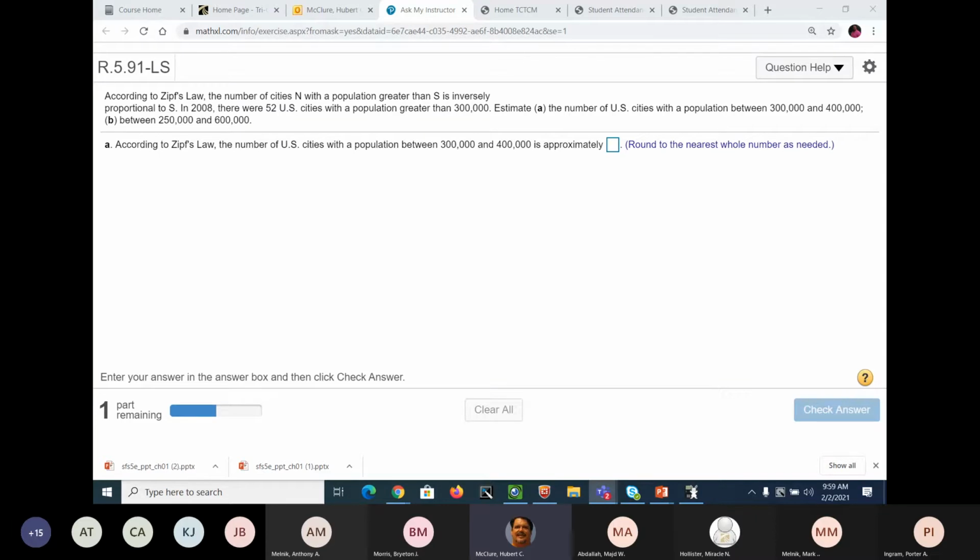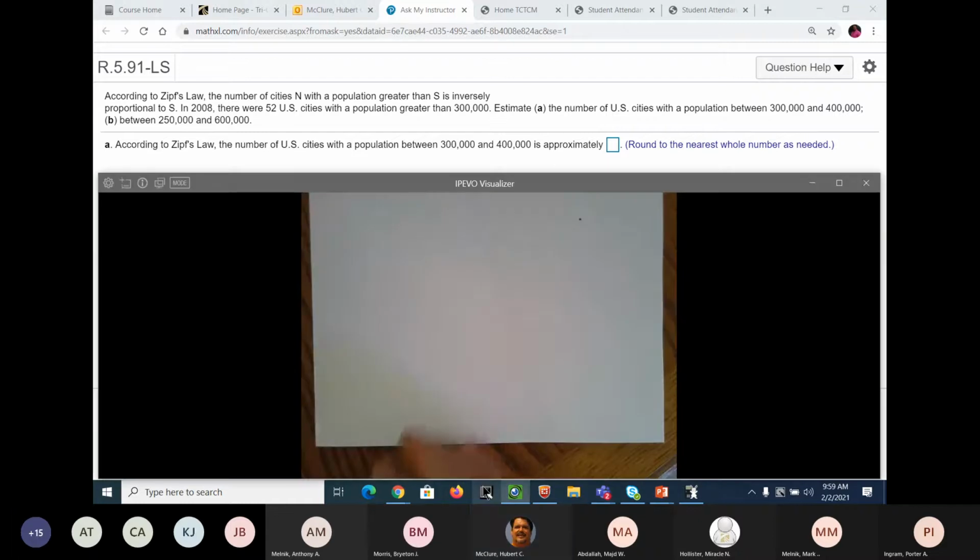Okay, I'm sorry. Next time, say something, get in, send me a text message on Teams or whatever, and next time I'll fix it. According to Zipf's law, the number of cities with a population greater than S is inversely proportional. Okay, first of all, let's go over inverse proportions. So pull out my handy dandy document cam.